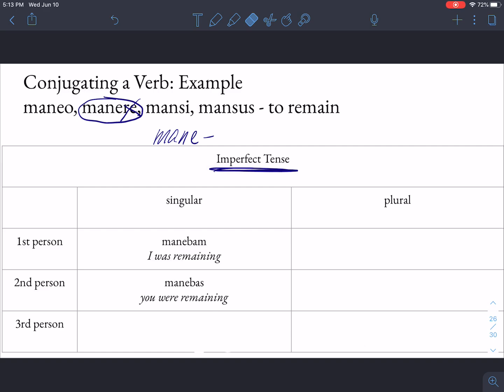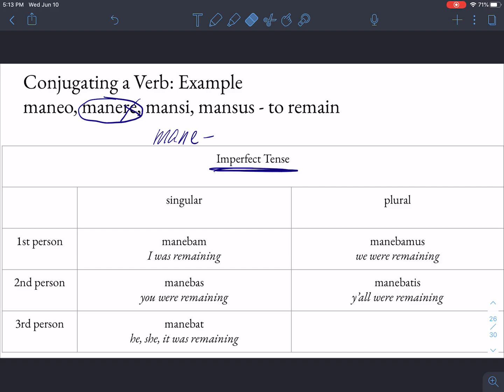Manebas, you were remaining. Manebat, he, she, or it was remaining. Manebamus, we were remaining. Manebatis, y'all were remaining. And manebant, they were remaining.